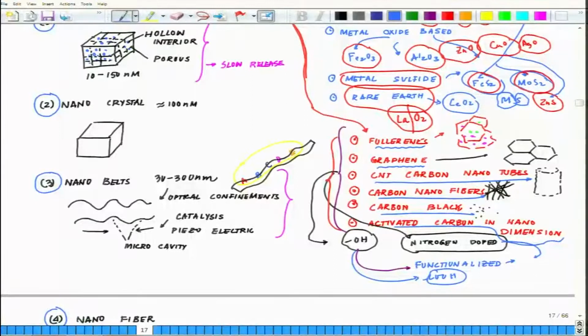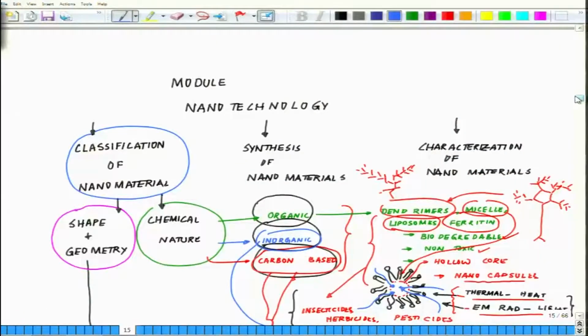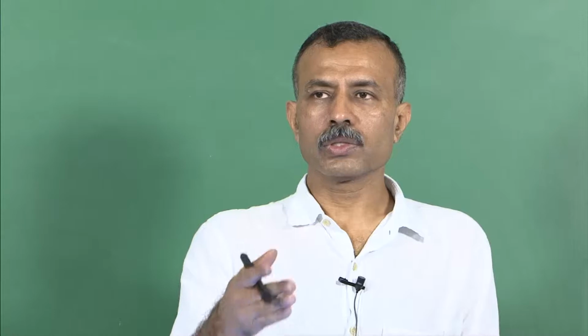Now, from here we will move on to the synthesis of nanomaterials, where we will be talking about three different synthesis techniques: physical, chemical and biological origin. Okay, so next we will move on to the synthesis.